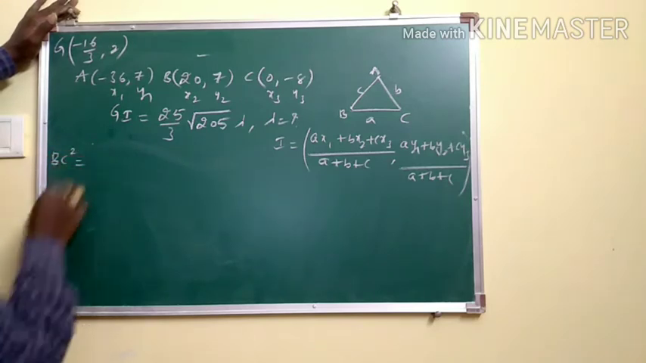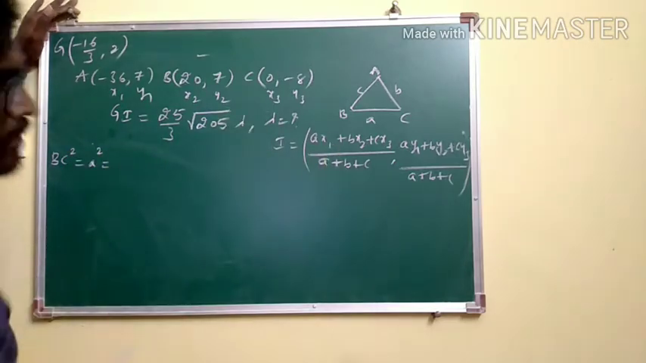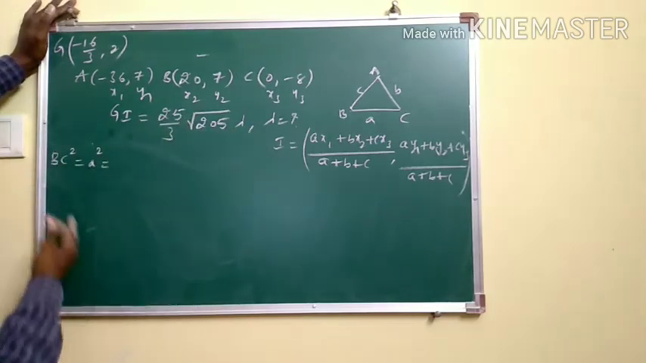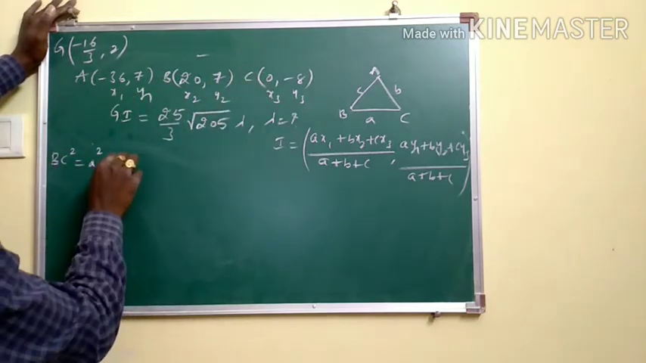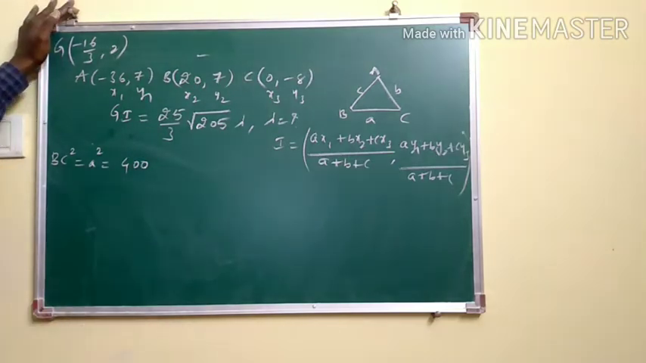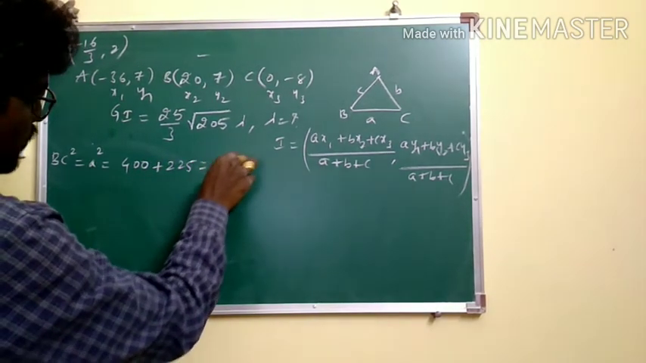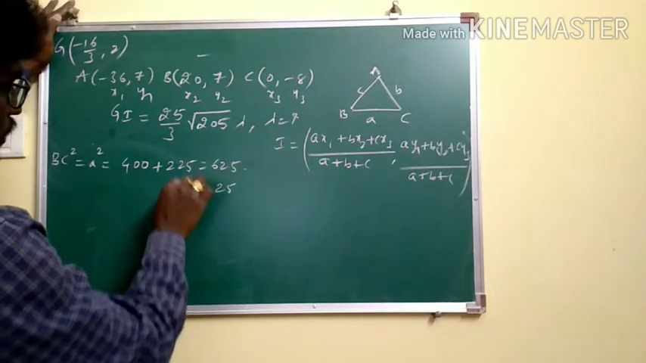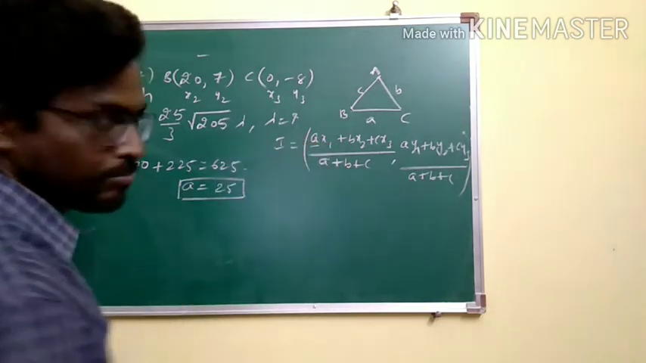What is BC? BC square is equal to A square, BC is nothing but A here. The root we are going to eliminate because we have taken the square. So the difference between the x coordinates, that is 0 minus 20 whole square, that is 400. And minus 8 minus 7, minus 15, minus 15 square is 225. So you are getting 625. Therefore A square is 625, so A is the square root of 625, that is 25. We have got A is equal to 25.